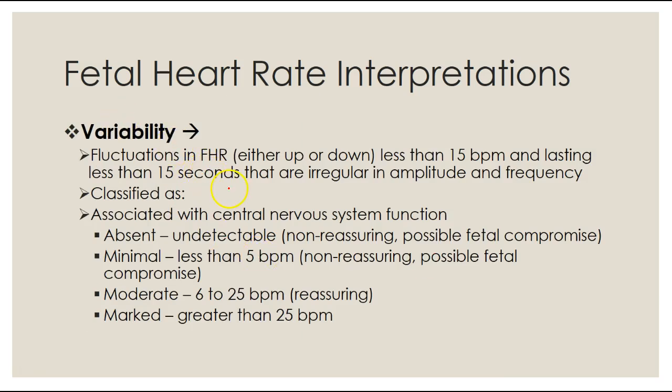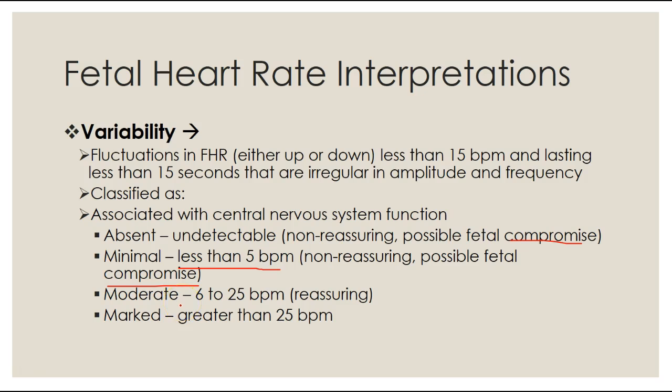Variability are those fluctuations in the heart rate, either up or down, that are irregular, and they are associated with the central nervous system function. Absent variability means you can't detect any change either up or down from the baseline. Those are non-reassuring, and that means there is possible compromise in your baby. Minimal variability means less than 5 beats per minute above or below the baseline. That's typically non-reassuring, and that means there is also a possible fetal compromise.